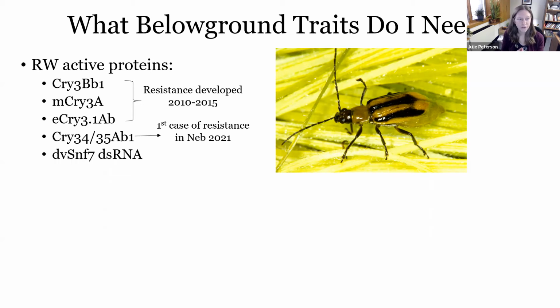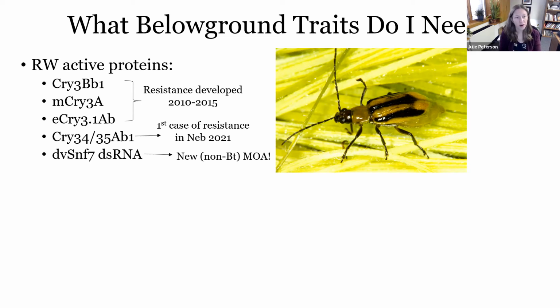The Cry3435AB1 protein, we did actually just see the first documented case of resistance in Nebraska. This was in Northeast Nebraska, just here in 2021. So this protein is still working quite well across most of the state, but there are definitely some isolated patches where we are starting to see issues with this protein.